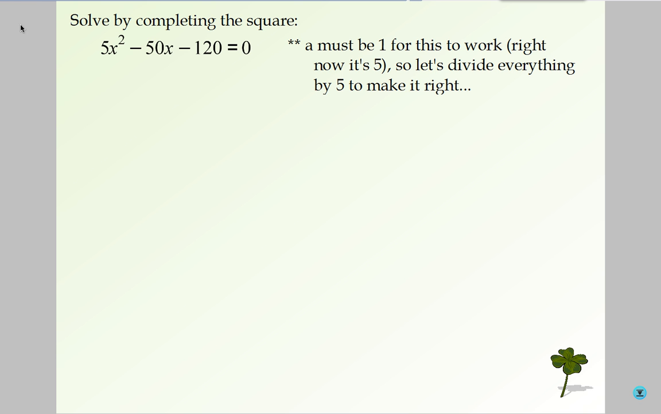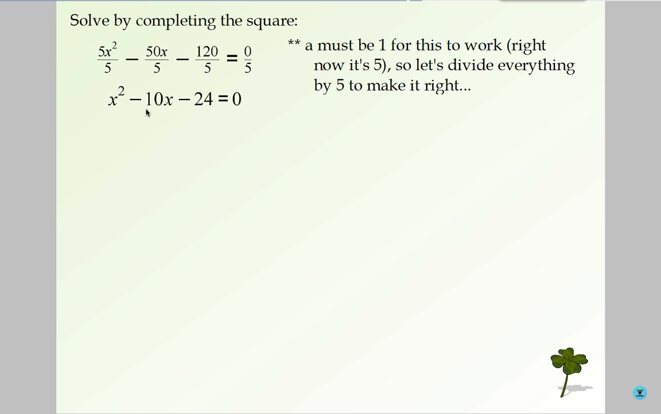Let's try one more. A quick thing that you need to know, please make sure that this gets in your notes. A must be 1 for completing the square to work. A, which remember is our coefficient in front of the x squared, must be 1 for completing the square to work. So to make this 5 become a 1, I need to divide everything by 5. And that's exactly what we're going to do. Remember to divide everything by 5 or else this won't work out.